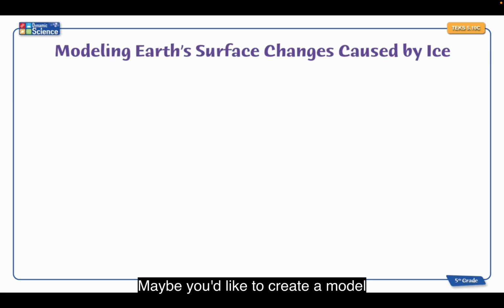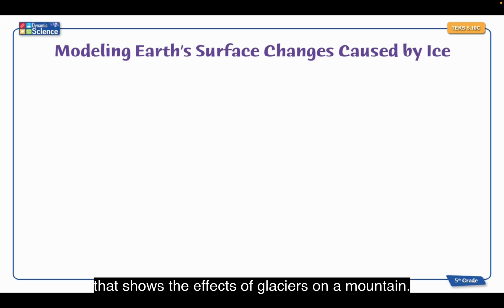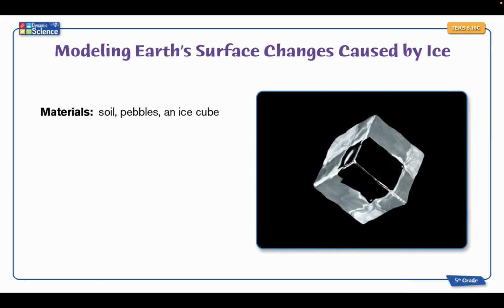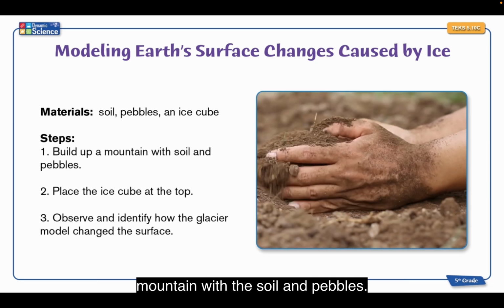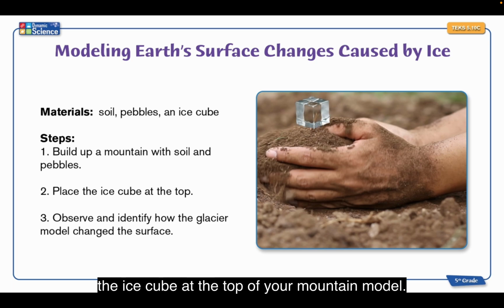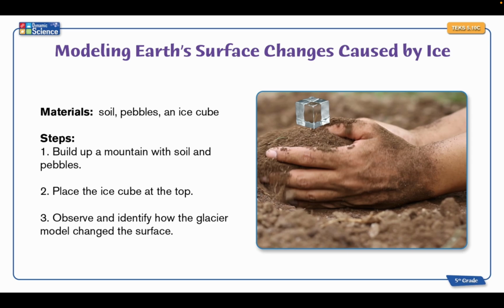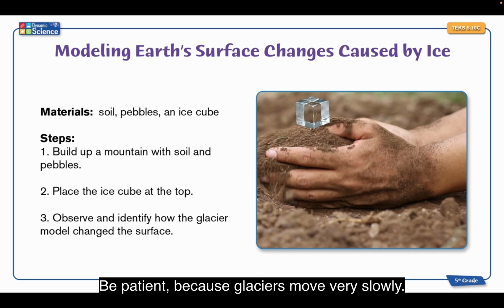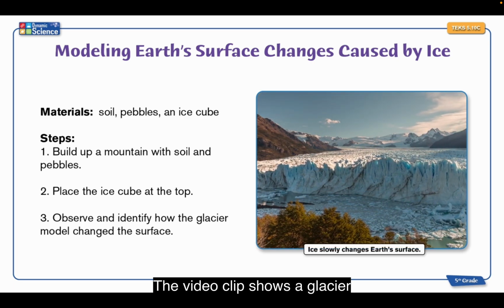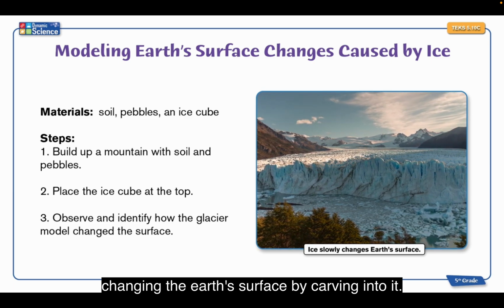Maybe you'd like to create a model that shows the effects of glaciers on a mountain. First, get some soil, pebbles, and an ice cube. Then build up a mountain with the soil and pebbles. Next, place the ice cube at the top of your mountain model. Be patient because glaciers move very slowly. Some move as slowly as 1 inch in a year. Finally, observe and identify how the glacier model changed the Earth's surface. The video clip shows a glacier changing the Earth's surface by carving into it.